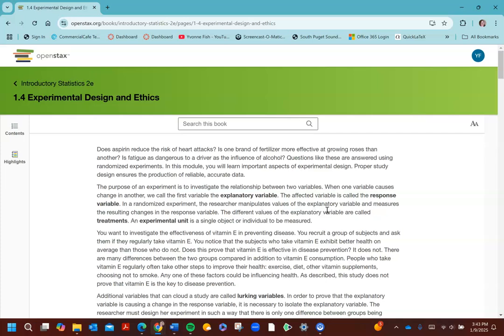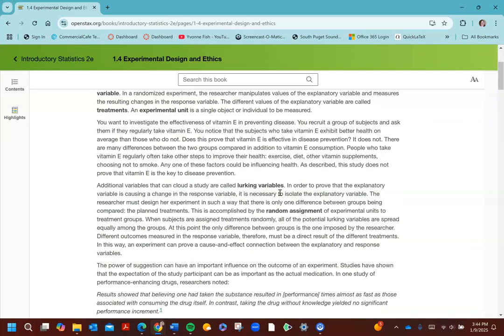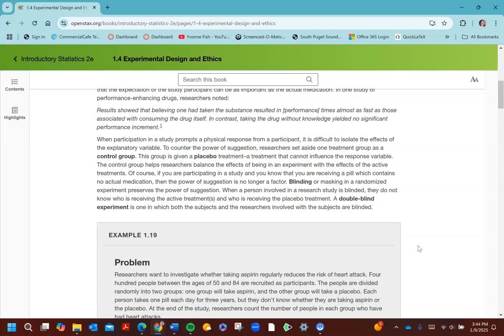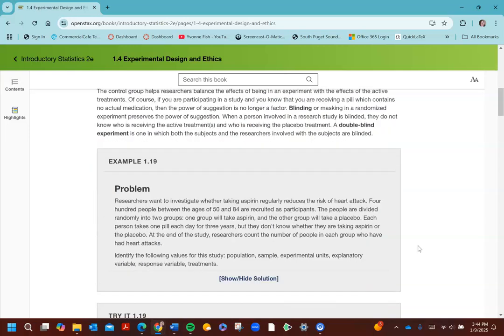We have treatments. We have experimental unit, which is the object or individual being measured. There's lurking variables or confounding things that could come up that aren't really part of it, but that cloud the study. We also want to make sure that we have random assignment, that really helps with that. So read through this, and we'll go through some ideas on the homework as well, the class notes.